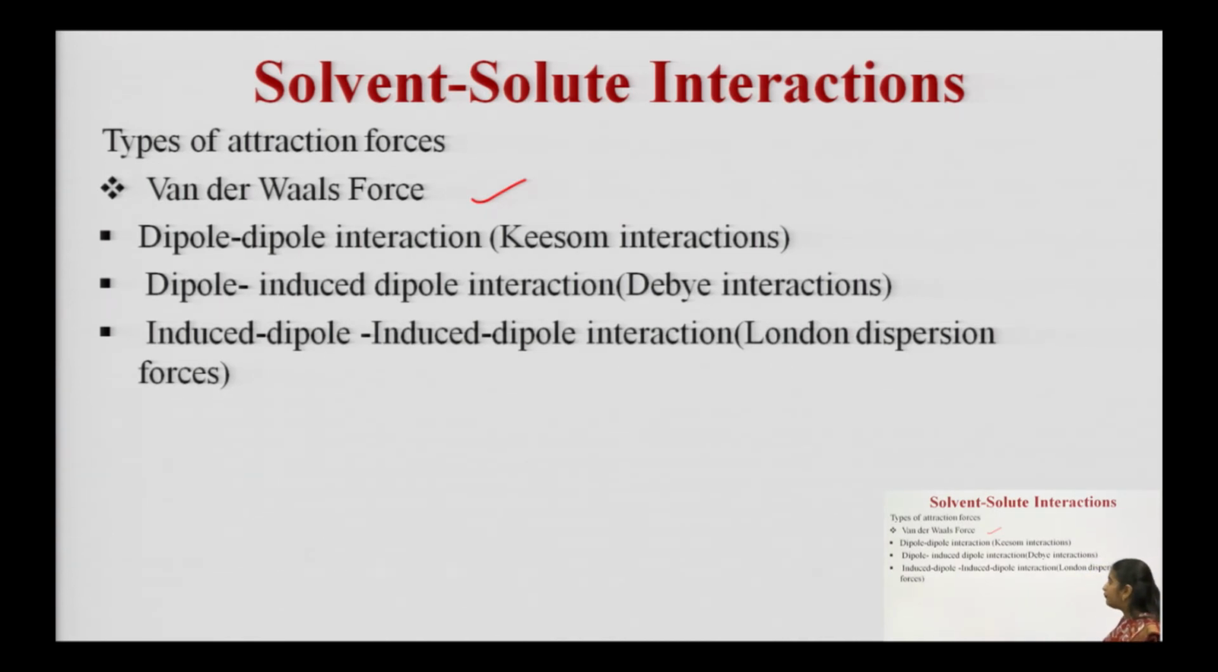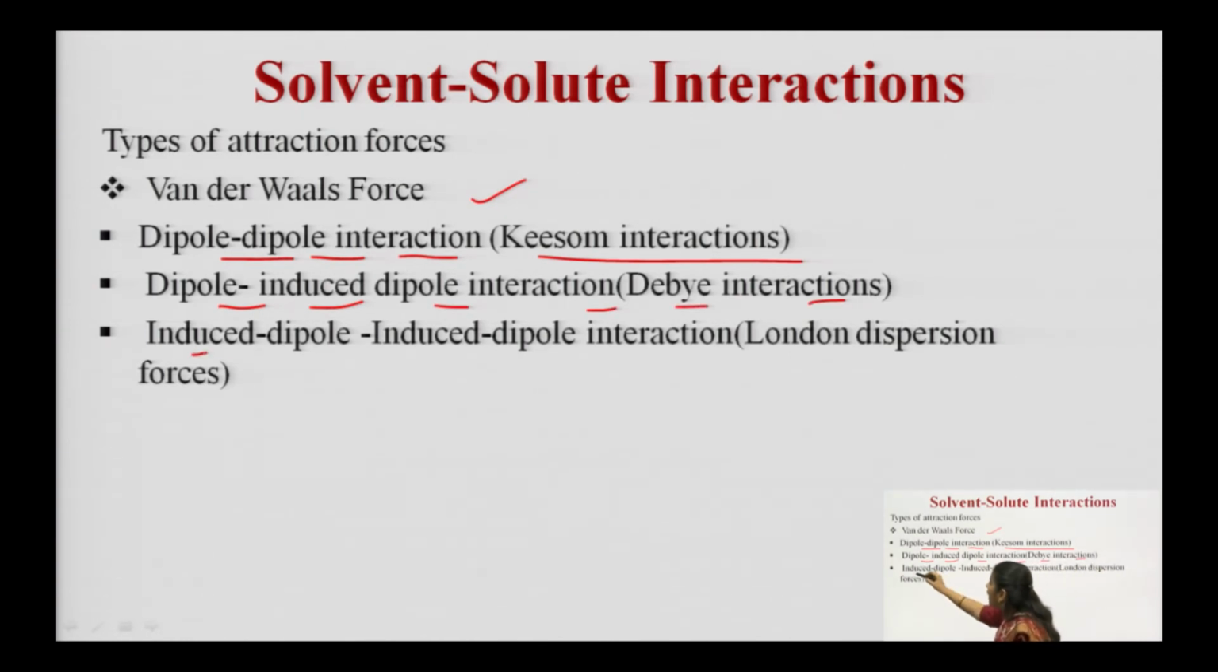This is a very weak force of attraction which exists between the molecules. To begin with, van der Waals force of attraction is of 3 types. One is dipole-dipole interaction, which is also known as Keesom interaction. Then there is dipole-induced dipole interaction, which is called the Debye interaction. Then you have induced dipole-induced dipole interaction, which is also known as London dispersion force.